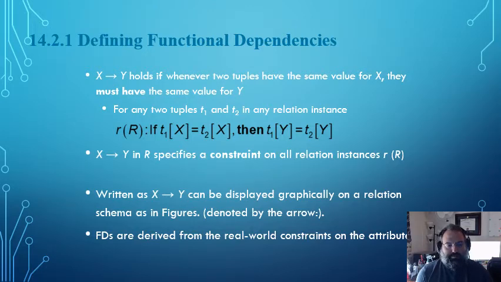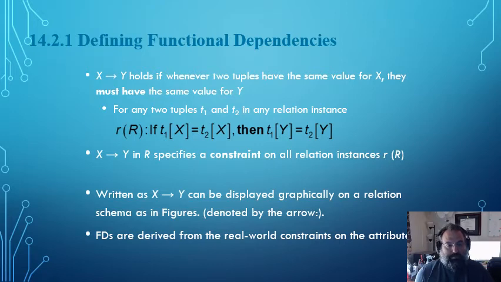For any two tuples T1 and T2 in any relation instance r(R), if T1[X] equals T2[X], then T1[Y] must equal T2[Y]. X implies Y in R specifies a constraint on all relation instances of R. Written as X → Y, it can be displayed graphically on a relation schema as in figures, denoted by the arrow.